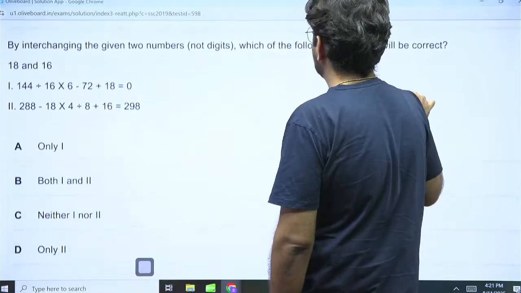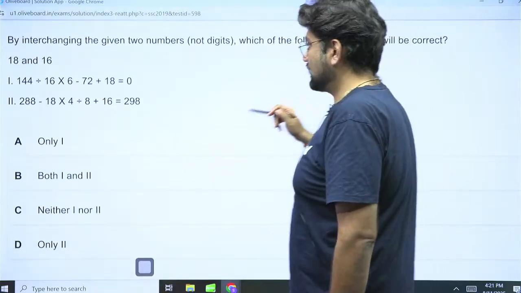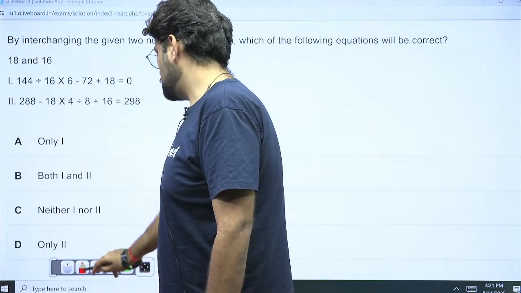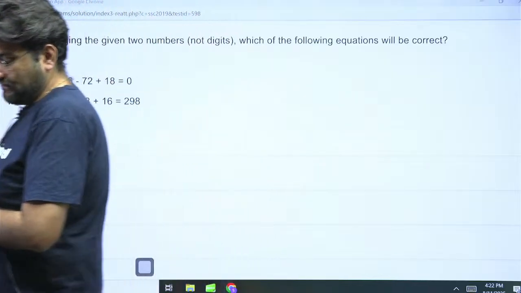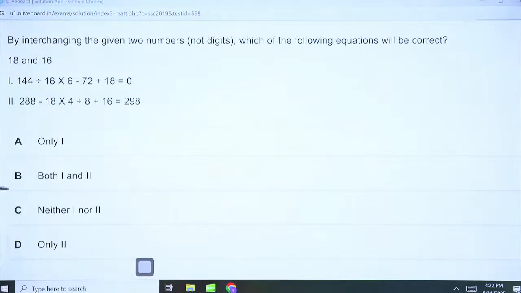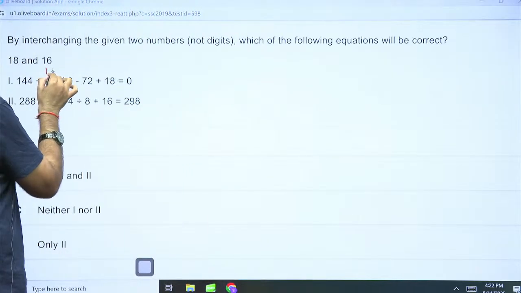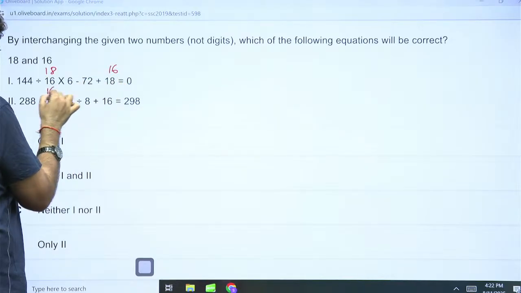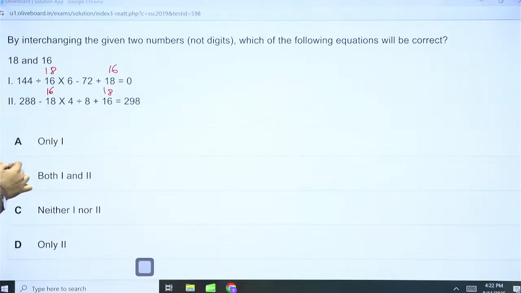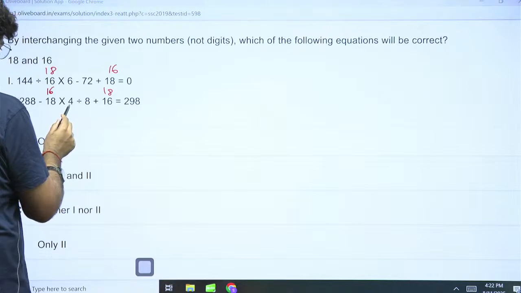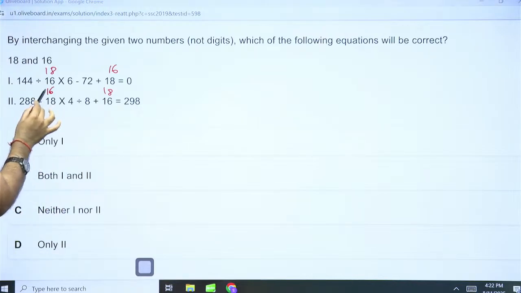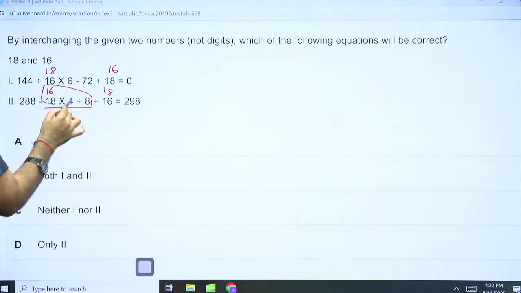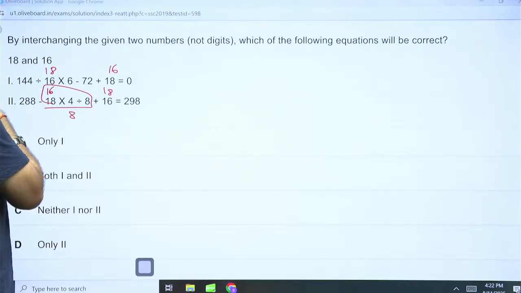Okay. Interchanging, which of the equations will be correct. Not digits, the whole numbers. So just interchange the numbers and see which one will be correct. Okay. So this is 18, this is 16, this is 16, this is 18. So this seems to be easier. Let's do this first. So 4 divided by 8, 2, 2, 4, 8. This whole thing will become 8. Okay. 288 minus 8 plus 18. 298 is right. So 2 is definitely correct.